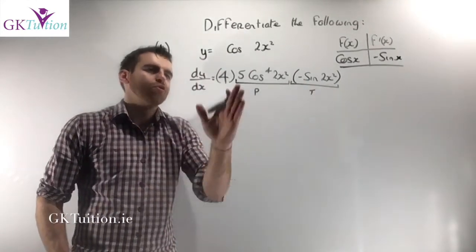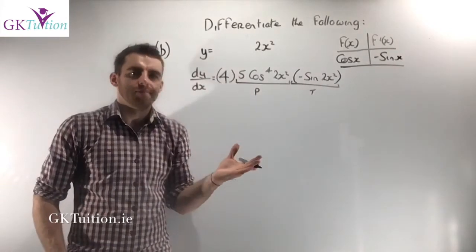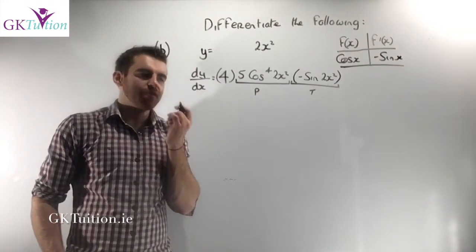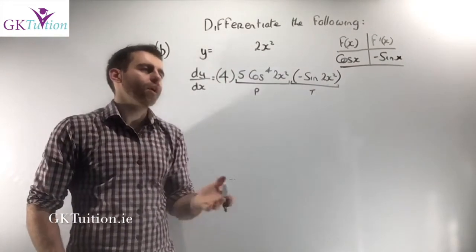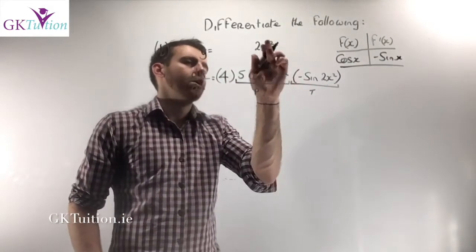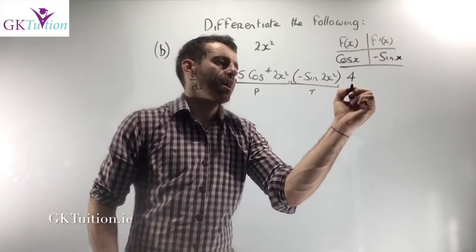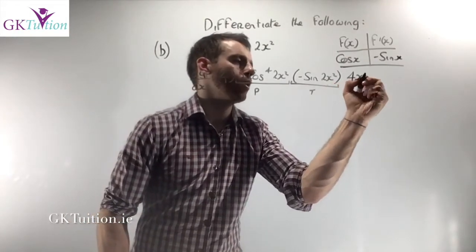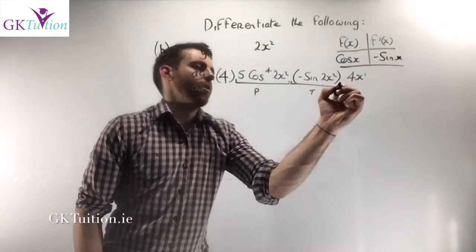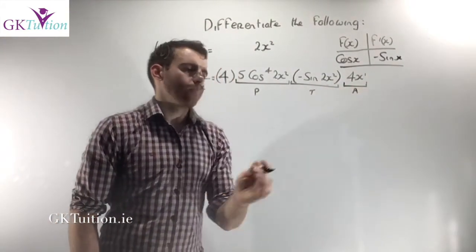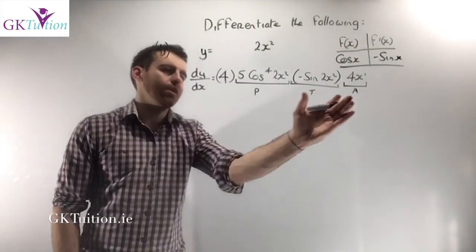Once I've dealt with the trig, I can pretend the trig is gone. And now I need to deal with the third step, which is the algebra. The derivative of 2x squared, I just bring the 2 in front. 2 multiplied by 2 is 4. And I decrease the power of x by 1. So I just get 4x to the power of 1. So that's my third step, which was the algebra. Hence why I'm calling this PTA.